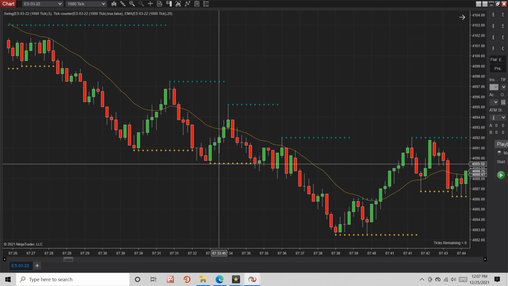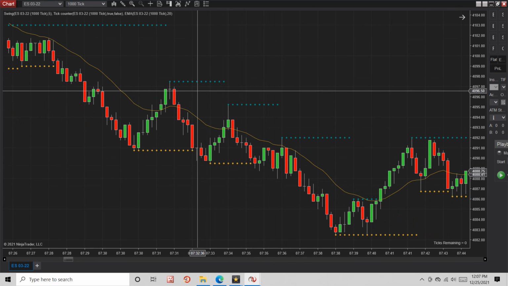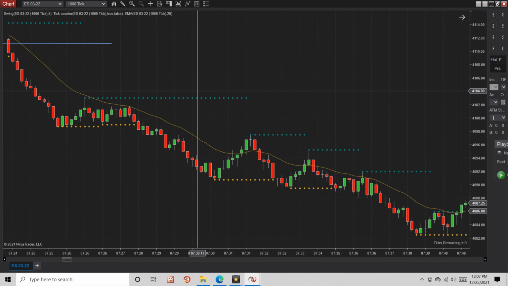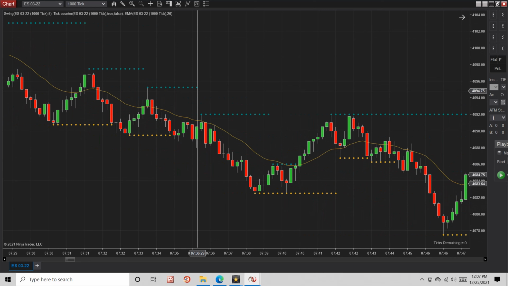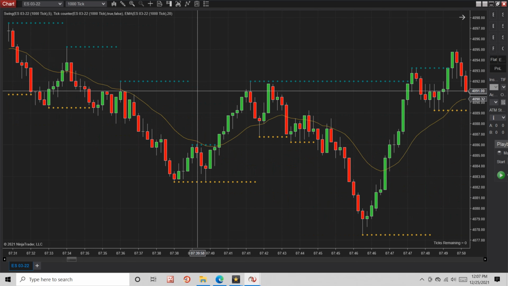Or if we have two bottoms as well, we also get rid of our entry. So if there's two bottoms, you get rid of your entry no matter what. You just get rid of it. Okay. Let me look for some more examples.